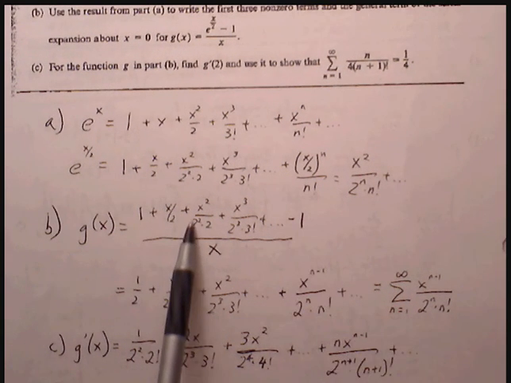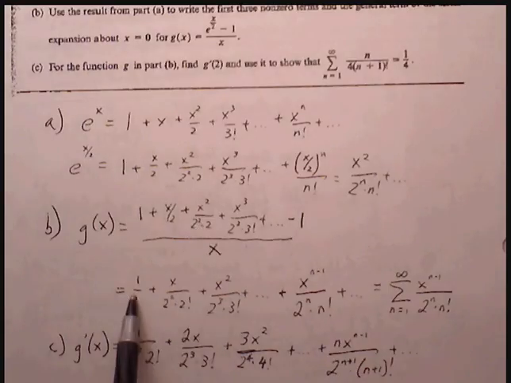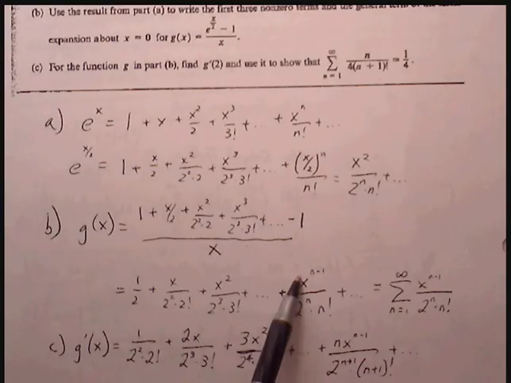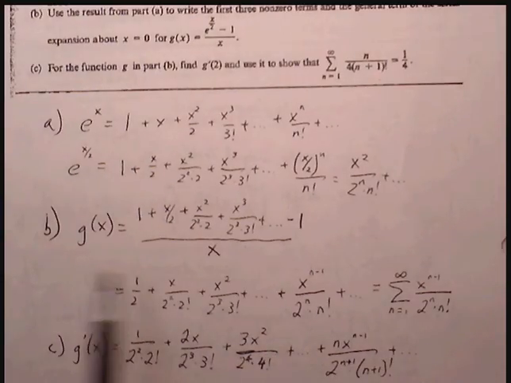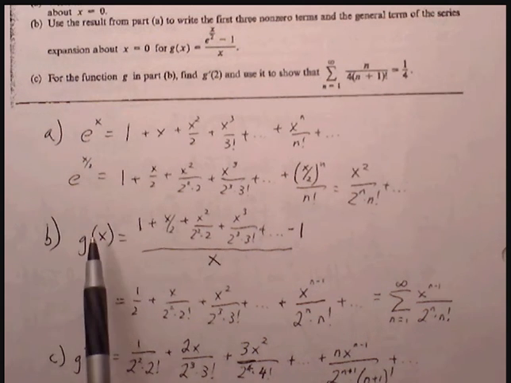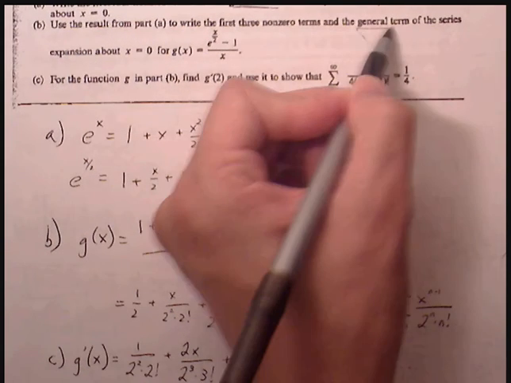So if I divide each of these terms by x, I'm left with 1/2 plus x over 2 squared times 2 factorial, and so on and so forth. And then I can also build my general term, which is x to the n minus 1 over 2 to the n times n factorial. Okay, so don't forget, again, we need the general term.